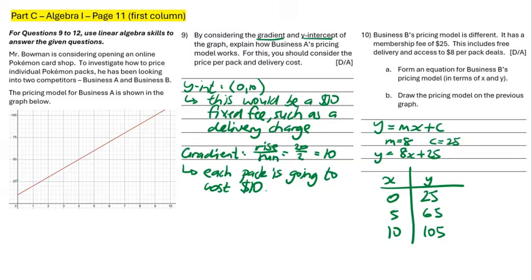So let's plot those points. So 0, 25 is going to be right up there. We've then got 5, 65. So we're going to go to 5 and then up to 65.